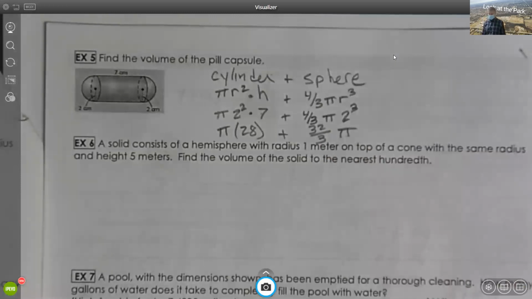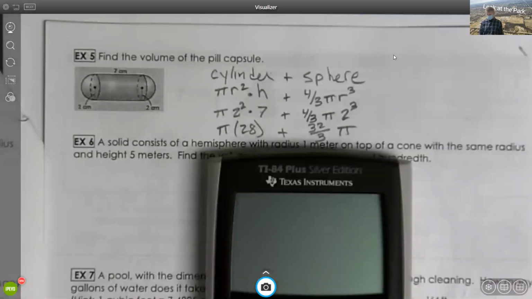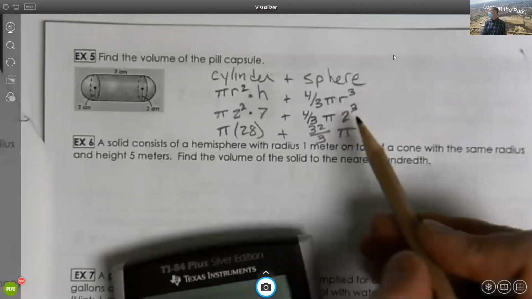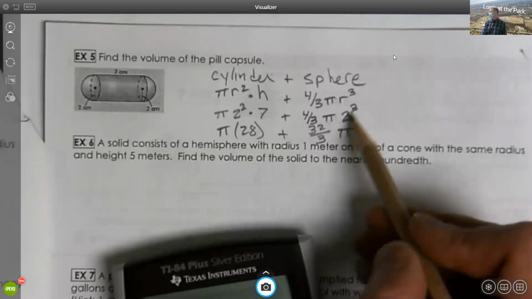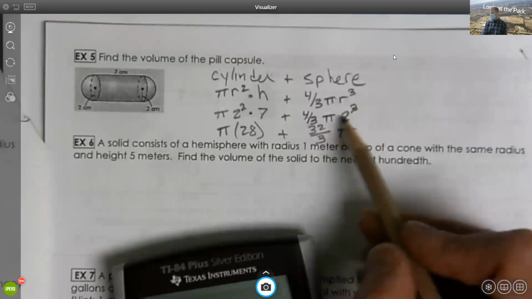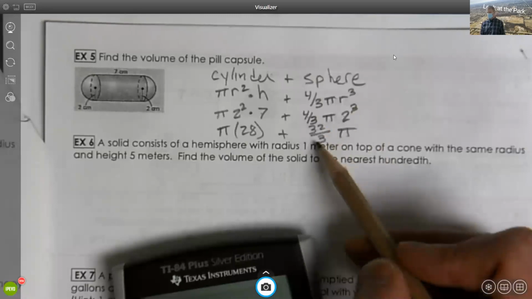Now that's really as far as we can take that. We could get common denominators. You have to take the 28 and turn it into a denominator of 3, but we'll turn this into a decimal version. Where did the 32 come from? That was 2 cubed. 2 cubed is 8. 8 times 4, 8 times the top of the fraction, is 32. And the denominator is still 3.